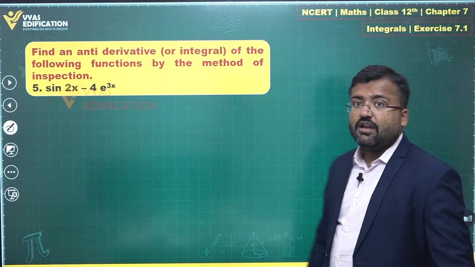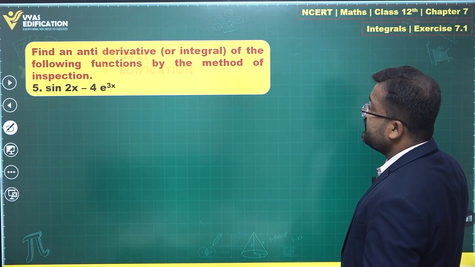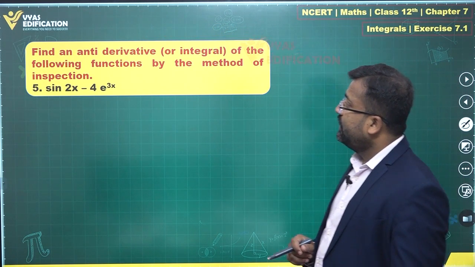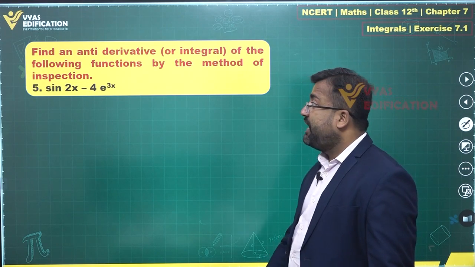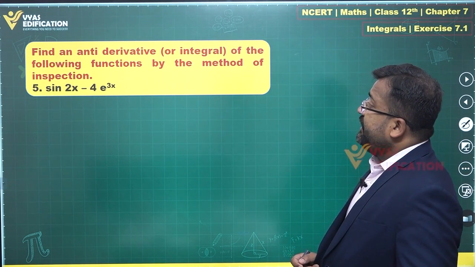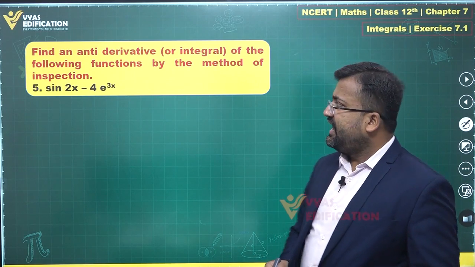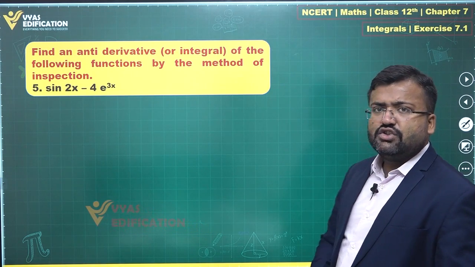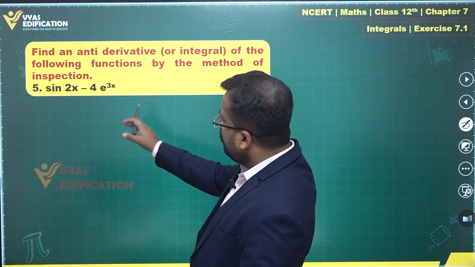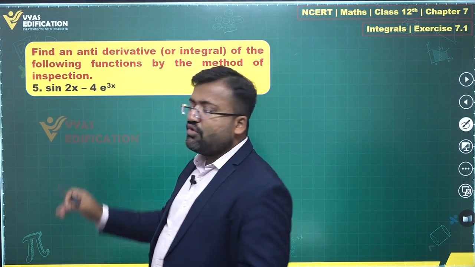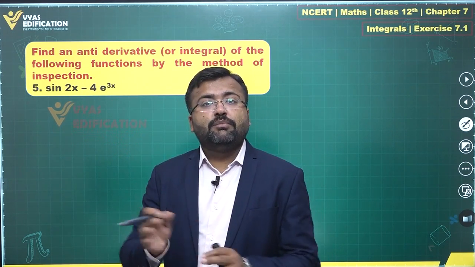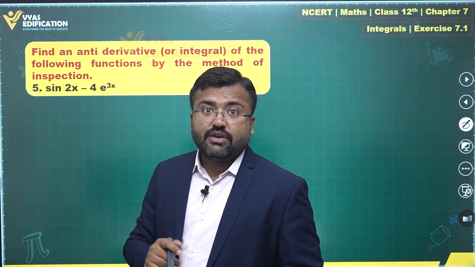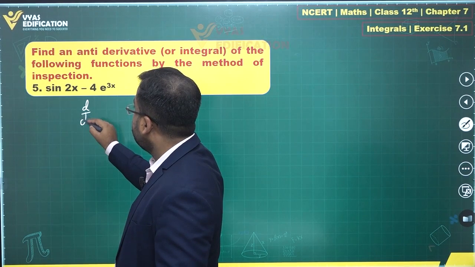Next, the fifth question says sin 2x minus 4 into e power 3x. That's what we are interested in, by inspection. What about sin 2x? I can handle sin 2x and I can handle e power 3x as well. These things can be handled, so why not handle them separately? Why focus on finding the antiderivative of this whole thing, because we know that constants will be playing around one way or the other. So for sin 2x, I look at the derivative of cos 2x.